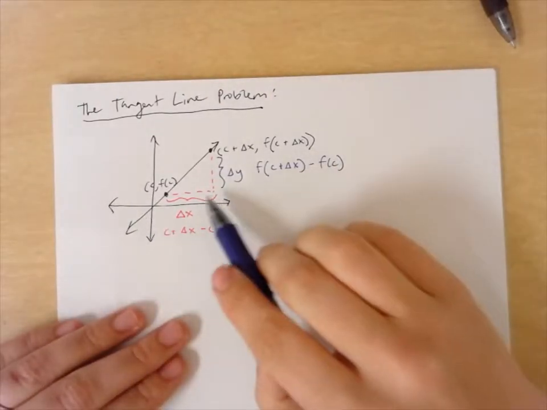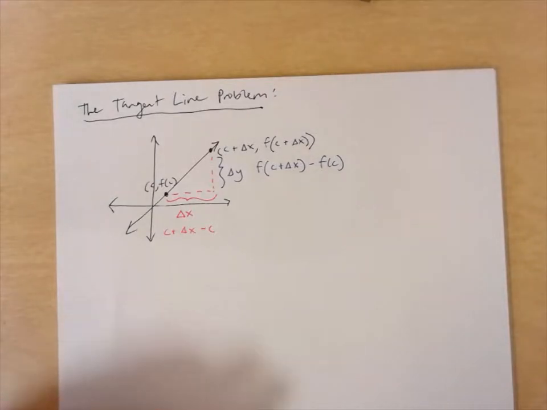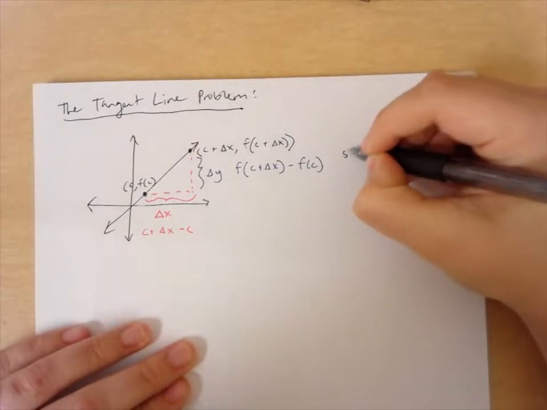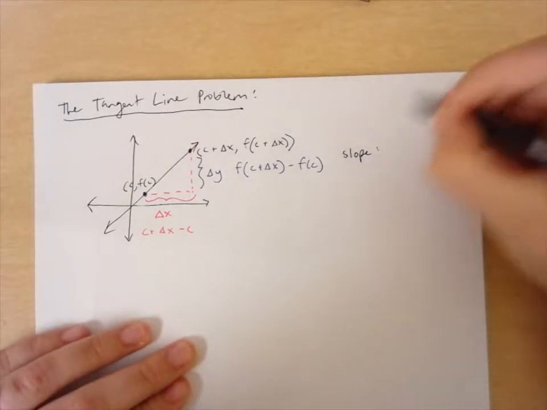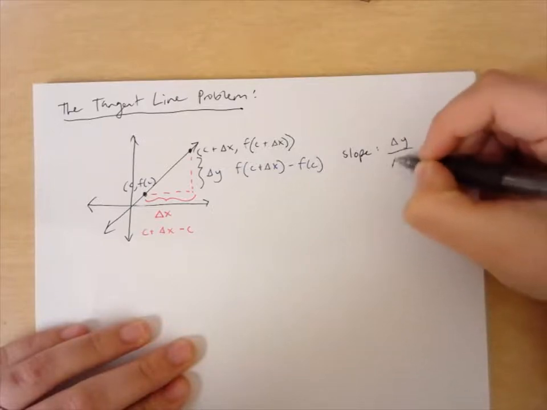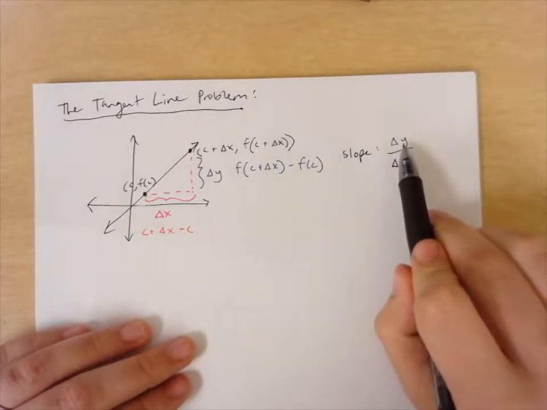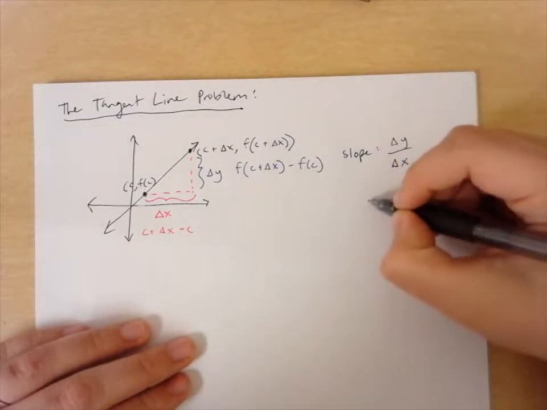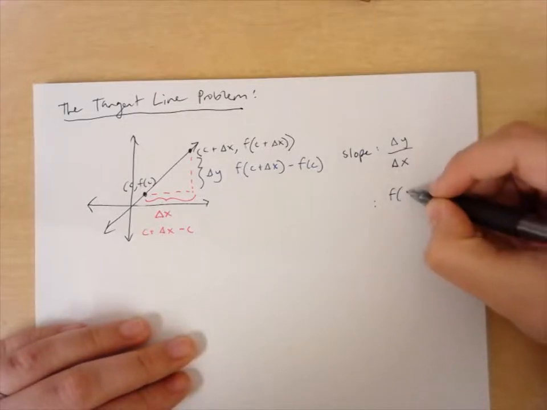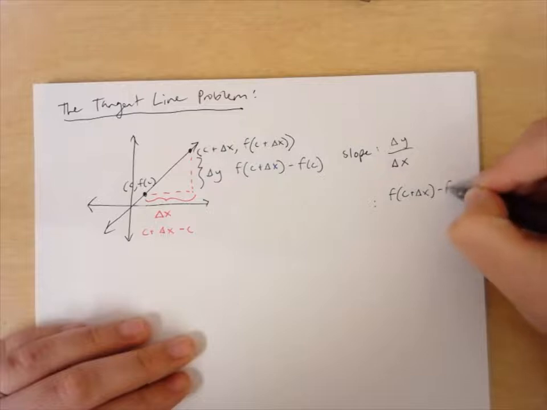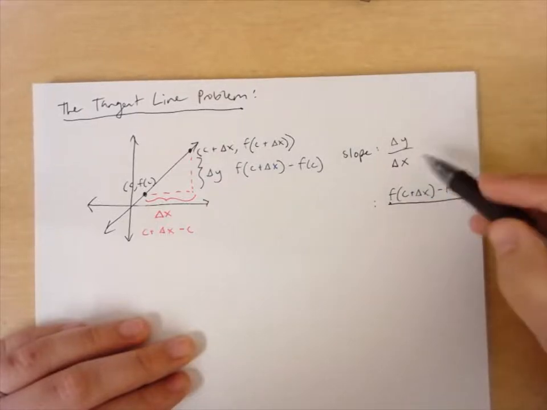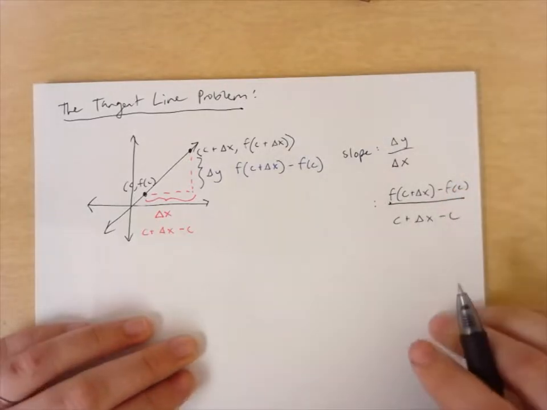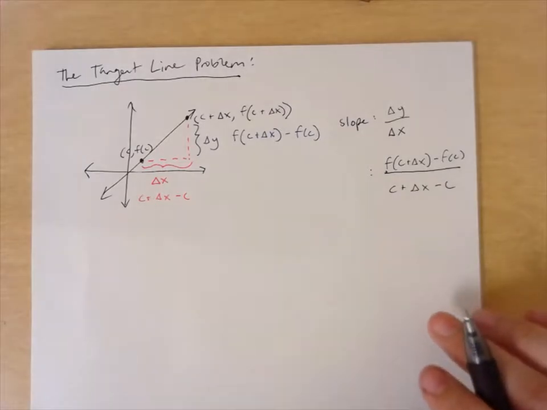And what we get to do with these two pieces of information is substitute them into the slope formula that we already know. We remember from Algebra 1 that the slope formula is simply the change in y over the change in x. But if we substitute in change in y and instead we write this, f of c plus change in x minus f of c, and then instead of writing change in x, we write this statement, c plus change in x minus c, we're getting closer to a different way to think about slope.